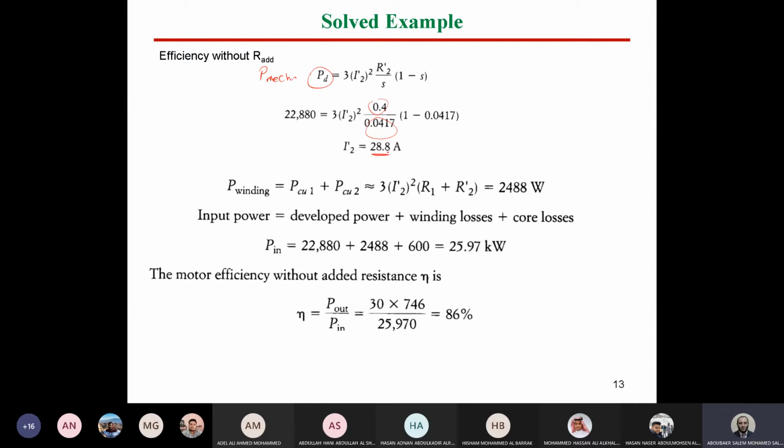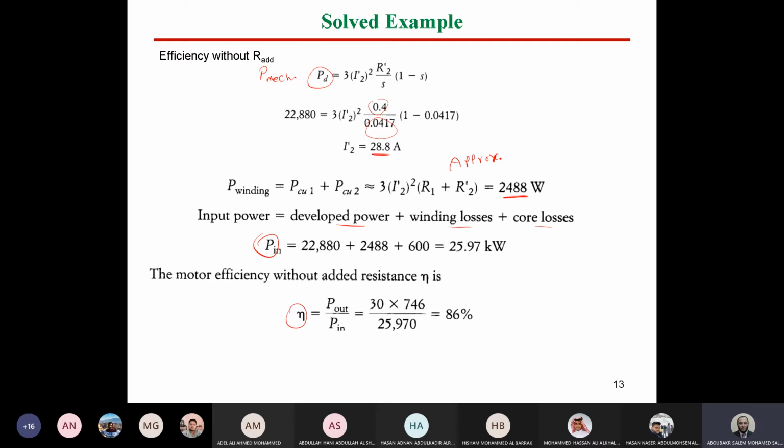Why do we need the current, guys? We need the current in order to calculate the copper loss. We have resistance R1 and R2. So simply multiply 3I squared by R1 plus R2, because we use here the approximated equivalent circuit. OK? So this is now considered the copper loss of the machine on rotor and stator. So simply you can say now input power equals developed power plus winding loss, which is copper loss, plus core losses. So we can get the input power, and simply we have the output power. We can calculate the machine efficiency.